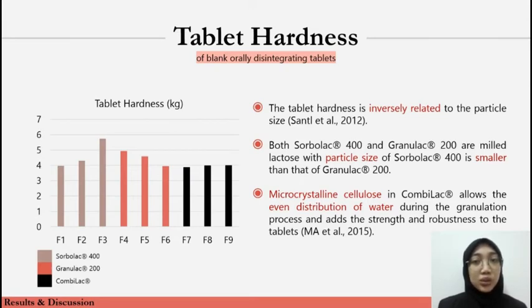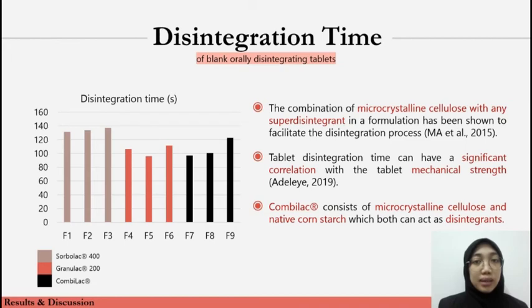The increasing concentration of Combilac also caused the tablet hardness to increase from F7 to F9, due to the presence of MCC that allows the even distribution of water. All tablets disintegrate within 180 seconds. This is due to the combination of MCC with sodium starch glycolate, which is the super disintegrant in the formulation that facilitates the disintegration process.